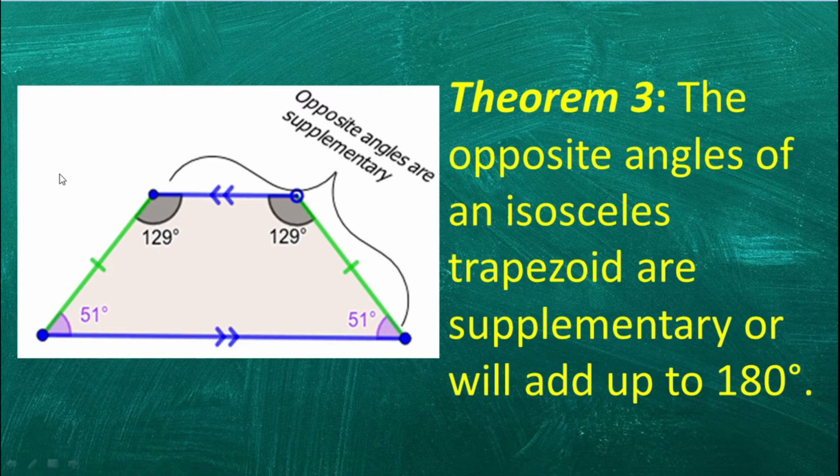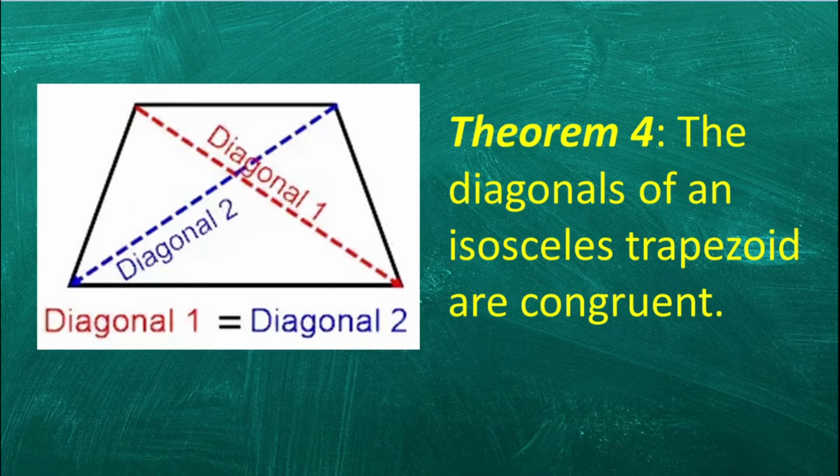For example, 129 degrees and 51 degrees are opposite angles, and if we add them, their result will be 180 degrees. Theorem number 4. The diagonals of an isosceles trapezoid are congruent. So in this case, diagonal 1 is equivalent to diagonal number 2.